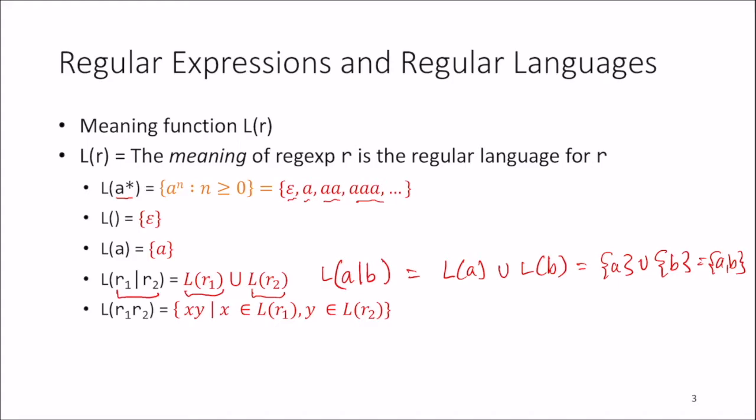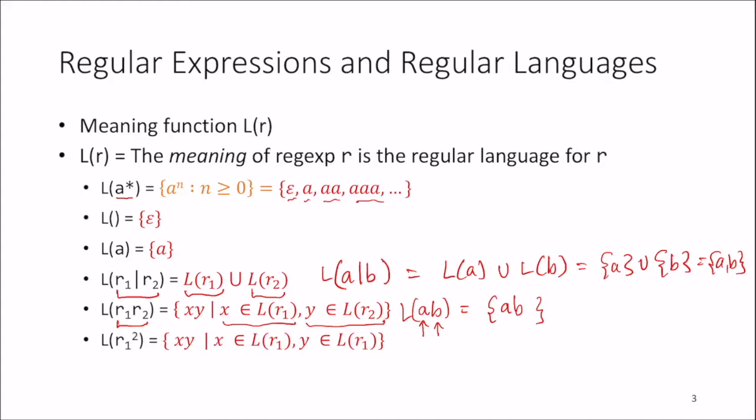Concatenation works in the same way. You can take R1 and put R2 immediately after it. And you can construct a set of strings by taking every string from R1 and then concatenating it with every string from R2, right? So the language of AB is just the language of A concatenated with the language of B, right? So what I end up with is this set which contains B concatenated to A.